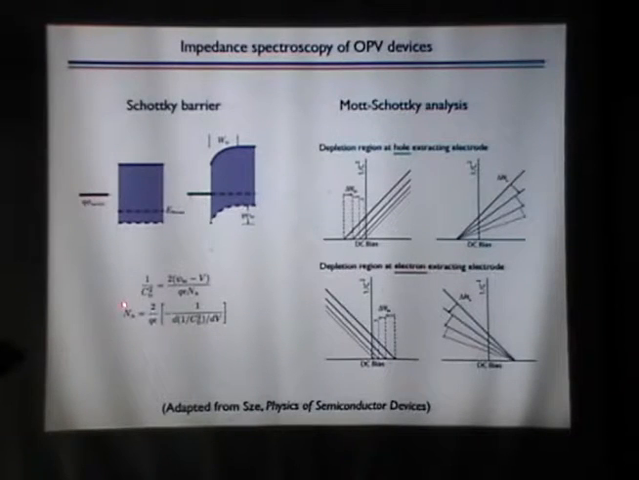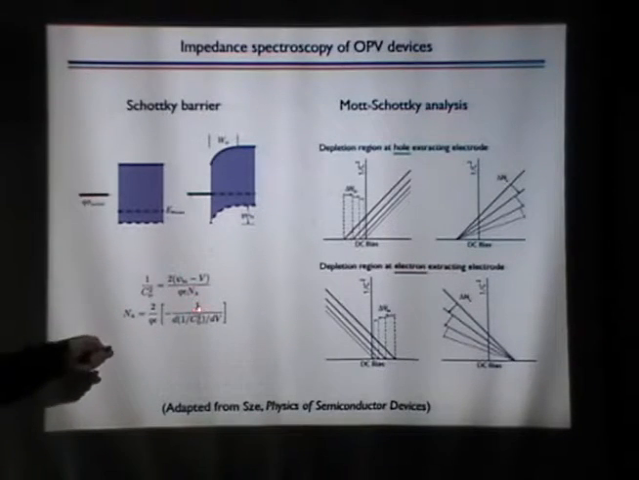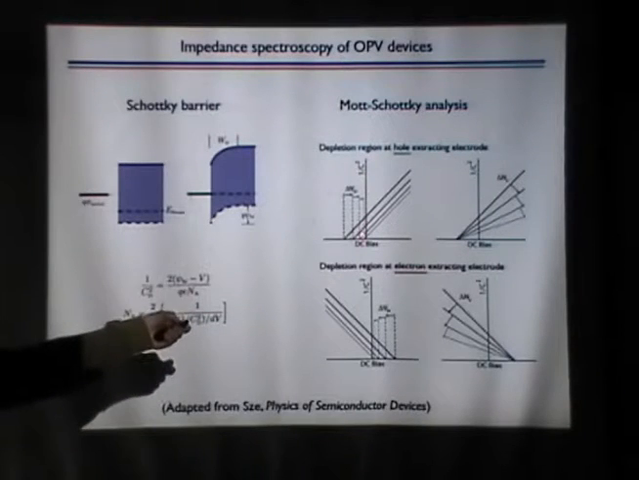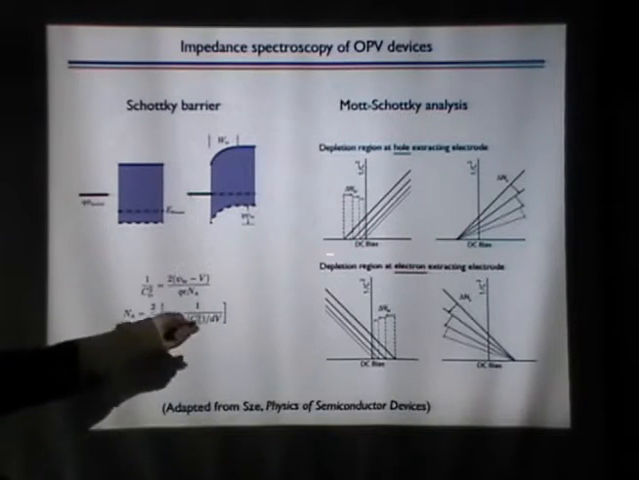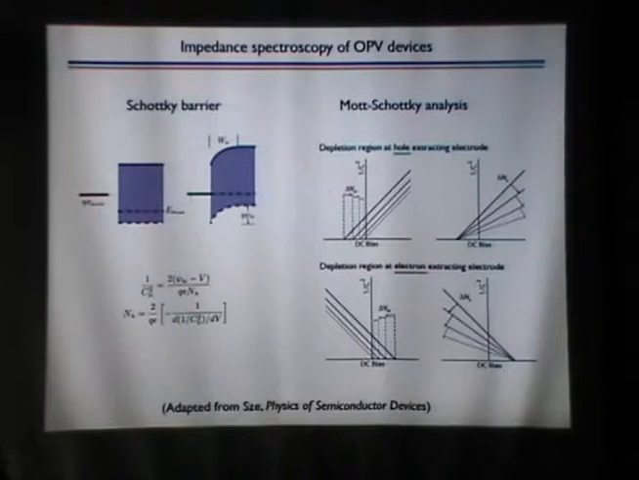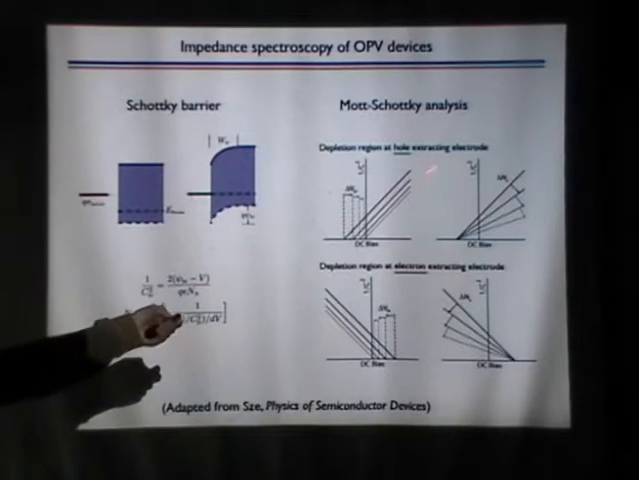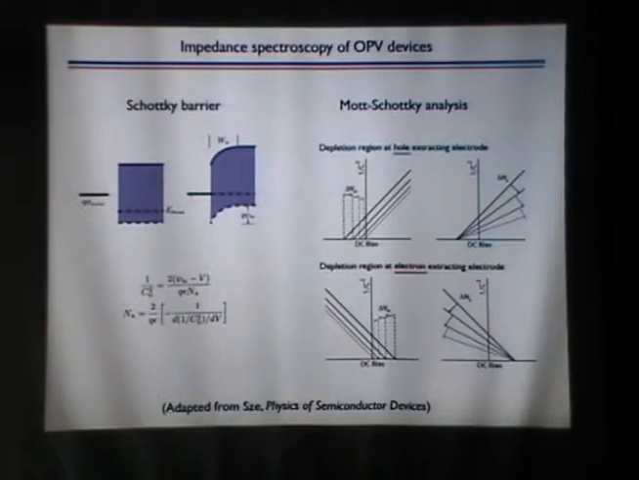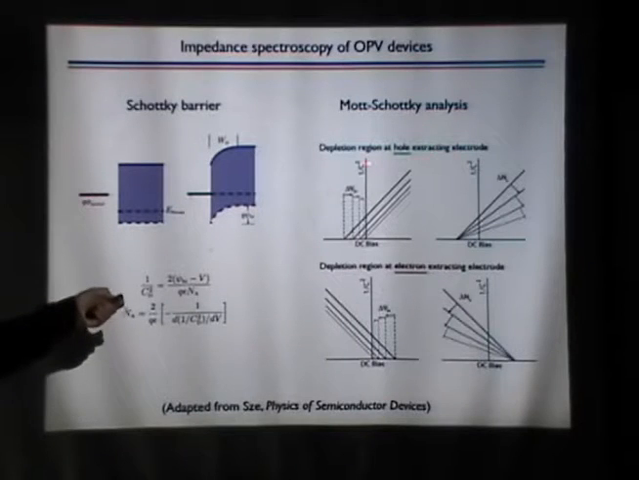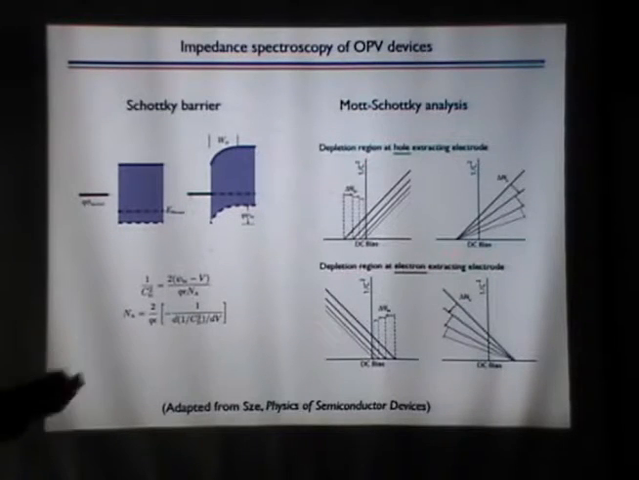So 1 over C squared goes as 1 over the carrier density. So if you plot 1 over C squared, and there's a bias voltage in here, what you do is apply a voltage to the device. Ideally, this will give you a straight line, 1 over C squared versus the bias, and the slope of that line tells you the carrier density. It should be N sub A, the carrier density. And whether it's positive or negative tells you that you're either at a positive electrode or a negative electrode. Okay.